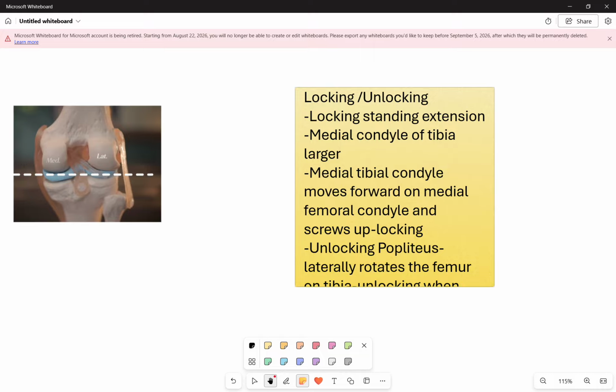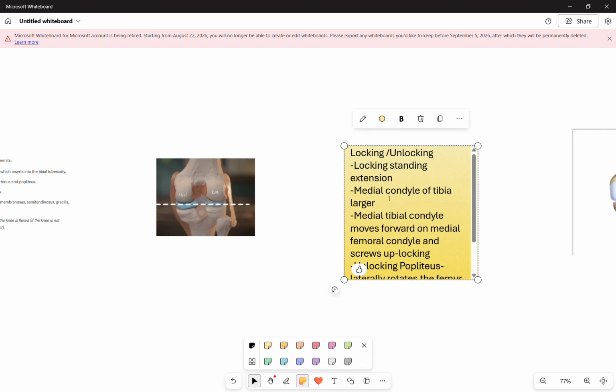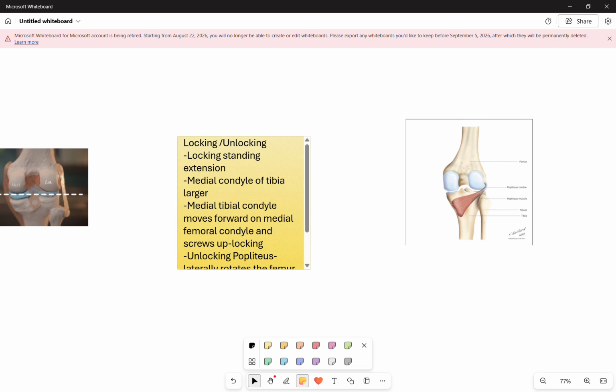Now what happens in locking and in unlocking? Now when you are standing up, standing up is due to extension of the knee joint, and when you are standing up, there is full extension of the knee joint, and the knee is locked, and this helps in smooth walking. The knee has to be locked, otherwise if the knee is even slightly flexed, walking and running could be very hazardous.